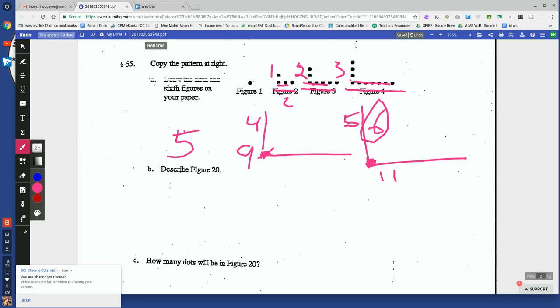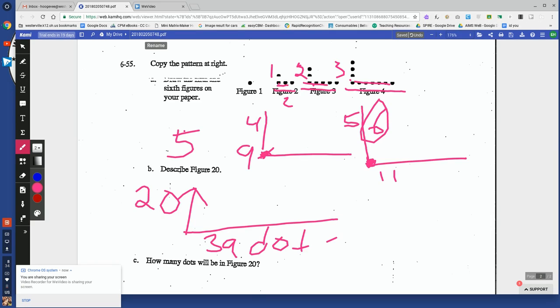Describe figure 20. Well, figure 20 then, I'm going to imagine that I have, let's say, 20 dots going up or going vertically. And going this way, I'm going to have 39 dots. How many dots then will be in figure 20? I simply then just have to add those dots together, 39 and 20, to get 59 dots.